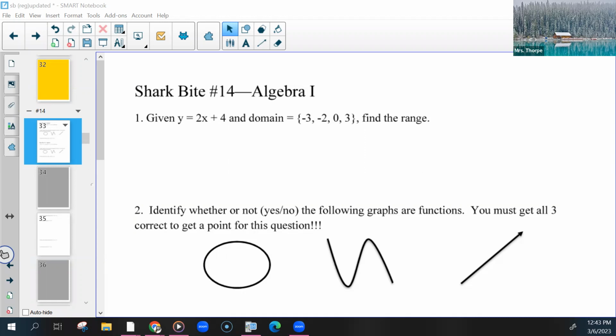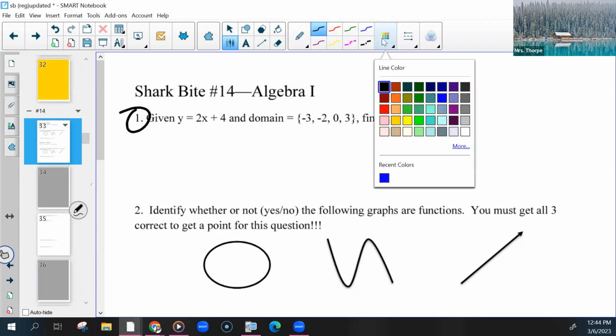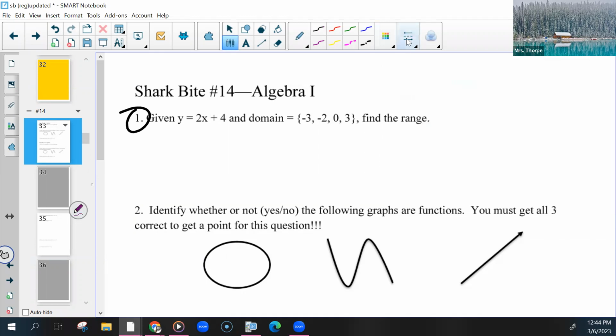Okay, so number one. You could do this one of two ways: one algebraically, the other in the calculator. You're given some equation and a list of domain values, and you have to find the range. Algebraically, you could put each of these values in for x and find y. In your calculator, you could put this in your y equals, go to your table and find those values.